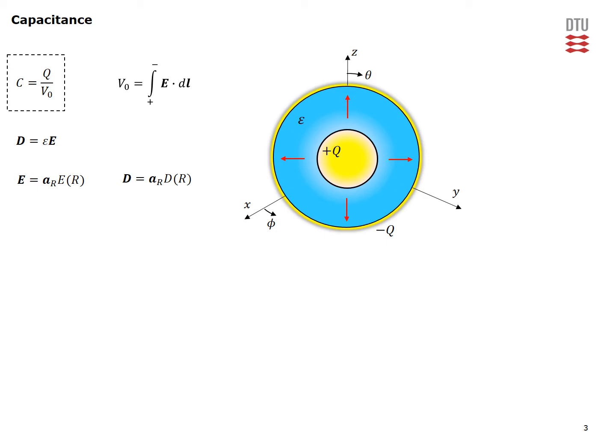Because the D field only has an R component, and this R component only depends on the distance, we can conceive a spherical Gaussian surface with radius R as shown here, and you can easily see that everywhere on this surface the D field will only have a normal component, and this normal component will be constant. That means that we can use Gauss law, which is stated here, which simply says that the flux of the D field through a closed surface S is equal to the total free charge enclosed by the surface.